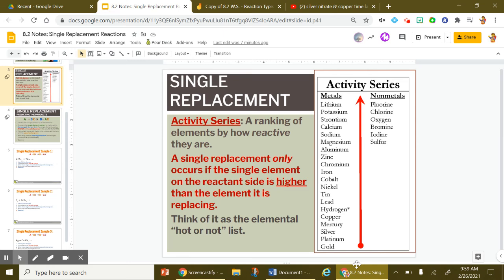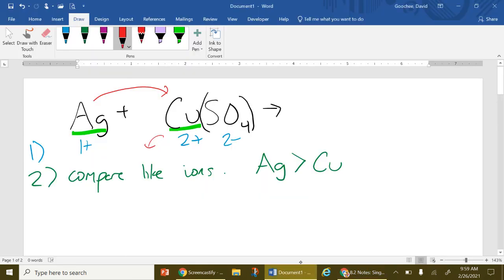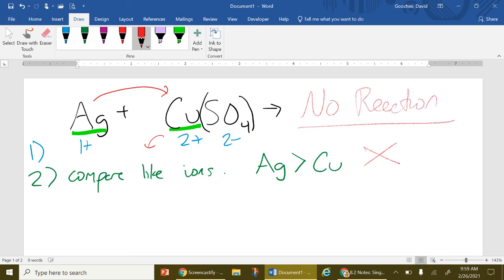Copper is higher than silver here. Copper is higher than silver. So copper is better than silver. So this is not a reaction that is going to occur. So the answer here is no reaction, okay? And then it stops.